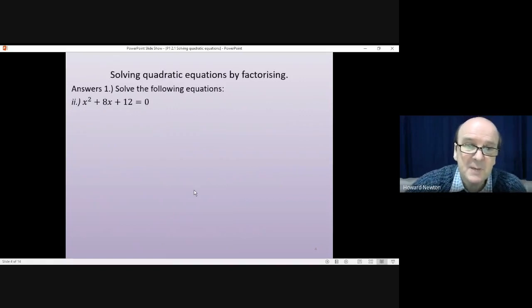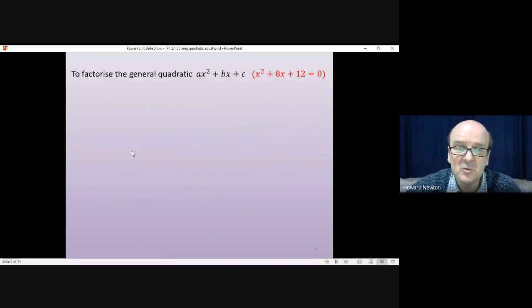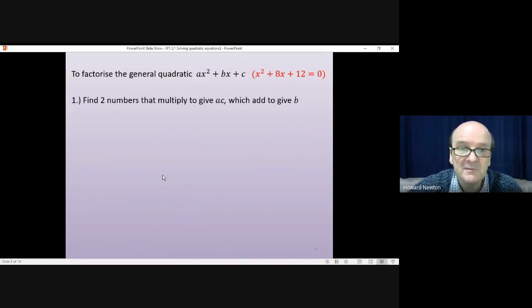Second question, x squared plus 8x plus 12 equals 0. Well, there's a standard method for factorizing this type of quadratic, which we looked at in Chapter 1. I'll quickly use it again now. To factorize the general quadratic, ax squared plus bx plus c, in our case, we're looking at 1x squared plus 8x plus 12 equals 0. We have to find two numbers that multiply to give AC, which add to give B.